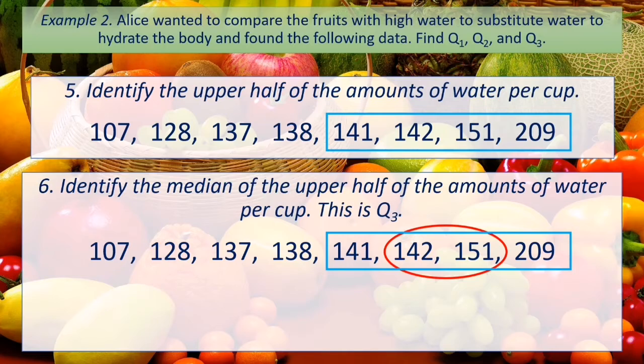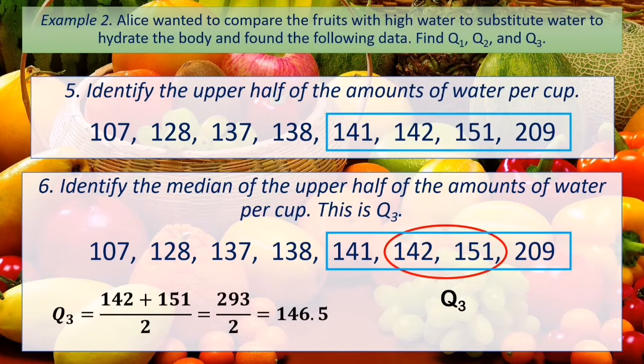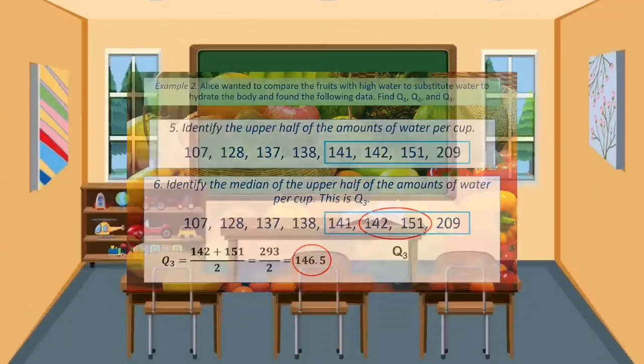That's correct. We will find the mean of 142 and 151. By doing this, we will add 142 and 151, then divide the answer by 2. So we have 142 plus 151 is equal to 293. Divided by 2, the answer is 146.5. And this is our third quartile.